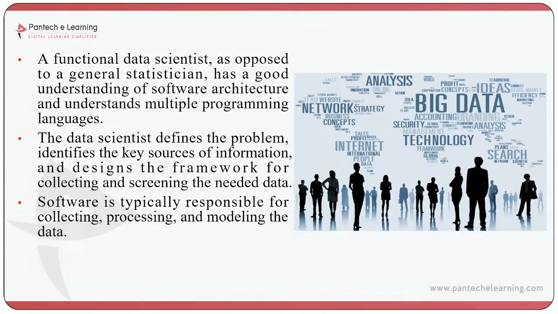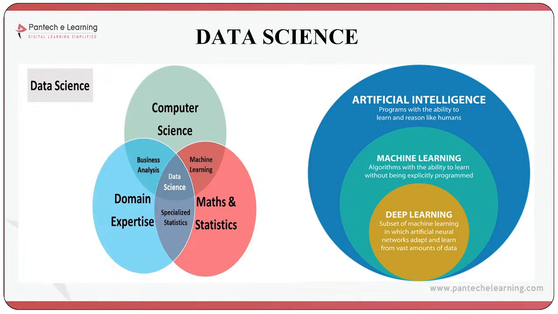After collecting, processing, and modeling the data, we use data science. Data science is one branch of computer science. In computer science, we use business analysis, machine learning, mathematics, and statistics. These are the domains we use in data science. Data science is a combination or subpart of artificial intelligence.